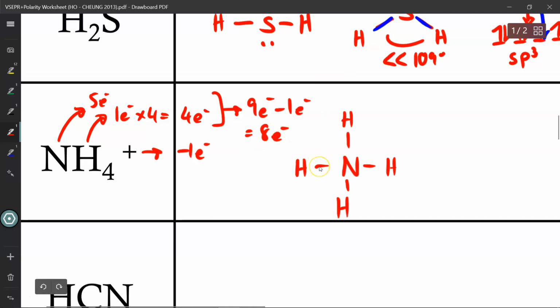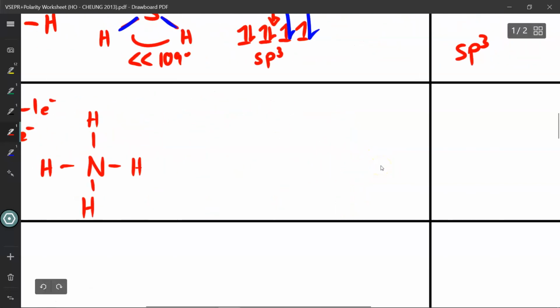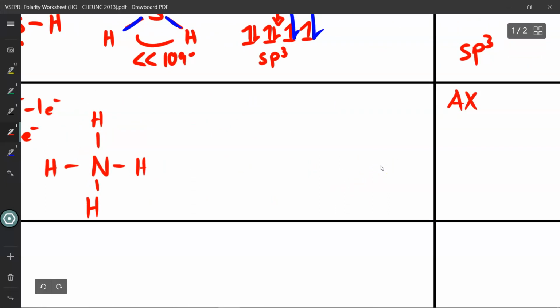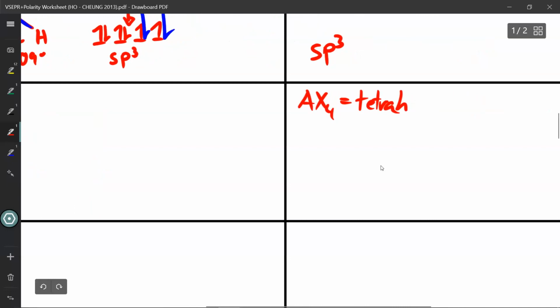So here are the single bonds that we have. 2, 4, 6, 8. There's my 8 electrons. No need for the hydrogens to have an octet structure because they only have room for that duet. The first shell only holds 2 electrons. And nitrogen, of course, has 8 electrons around it, so that's all stable and great as well. So the AX formula for this would be AX4, and that would be tetrahedral.